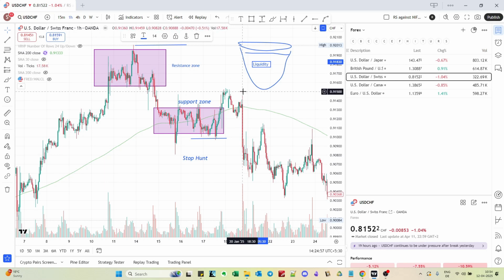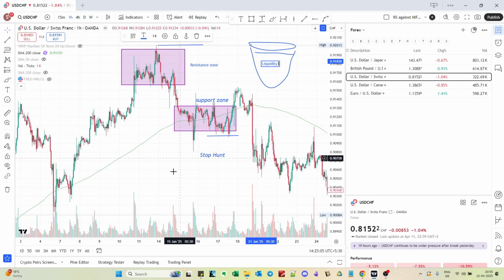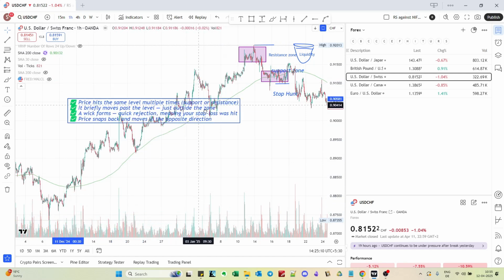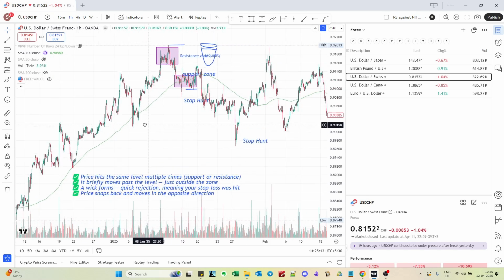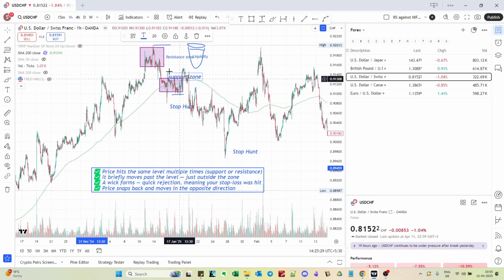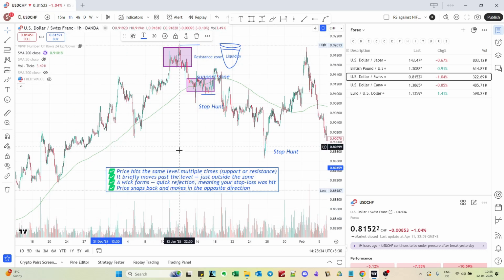So let's go to the chart and see if I can identify a stop hunt. And for my understanding, I made a checklist. Let me drag that up somewhere we all can see. Here, yes. So the characteristics of a stop hunt would be the price hits the same level multiple times. So that means the price moves up and down in a zone. It can be a support zone or a resistance zone here.